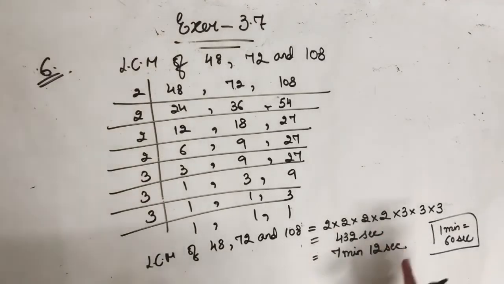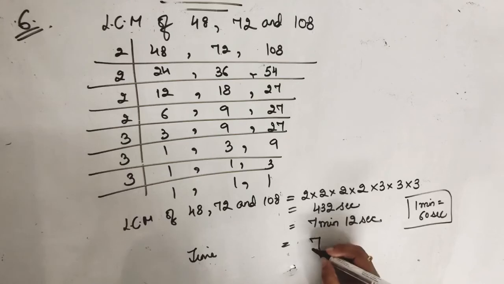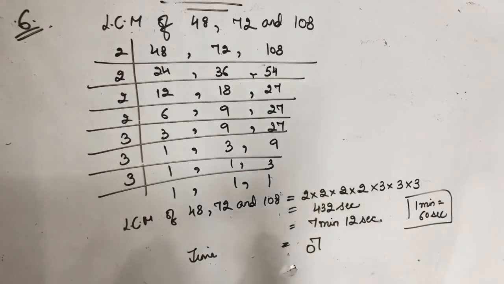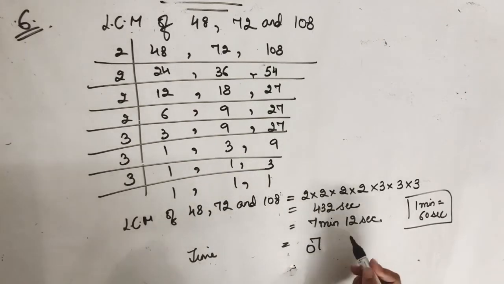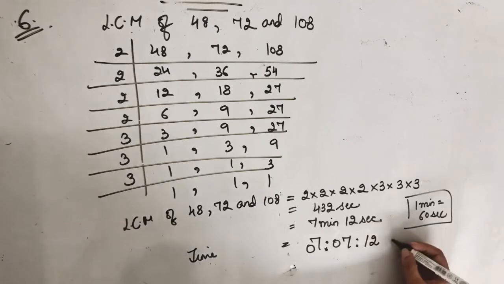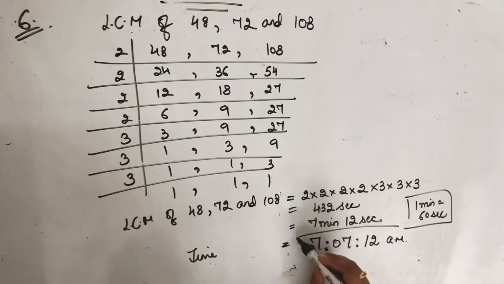We have converted seconds into minutes. So after 7 minutes 12 seconds, the lights will change simultaneously. So initially the light changed at 7 a.m. This time was given, 7 a.m., है ना? But now we have to add 7 minutes 12 seconds to 7 a.m. कि 7 o'clock पे lights were changing. So after 7 minutes 12 seconds, what will be the time? 7 hours 7 minutes 12 seconds a.m. So this is the answer.